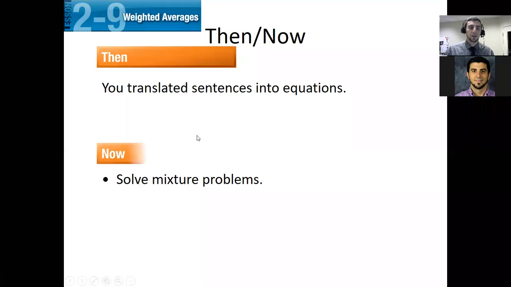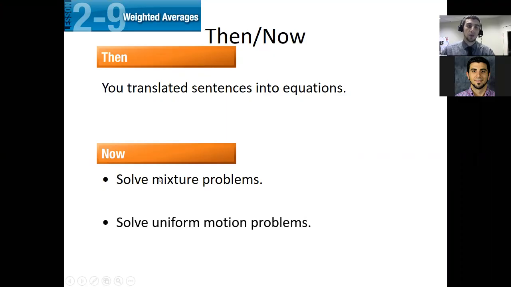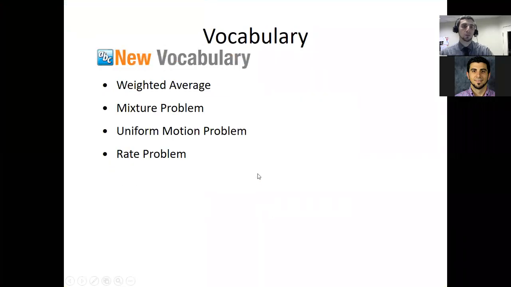All right, my mathematicians, this is the last section of chapter 2, section 9, dealing with something called weighted averages. Previously, we translated sentences into equations. In other words, we were given a verbal statement and we made it into an algebraic equation. Now we're going to solve things called mixture problems in this first video, and then in the second video, we're going to solve uniform motion problems. A couple pieces of vocabulary here: weighted average, mixture problem, uniform motion problem, and rate problem.